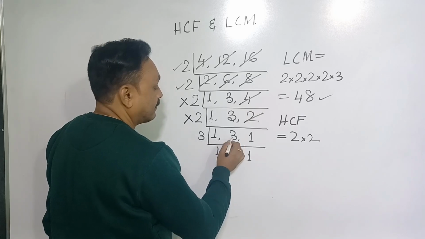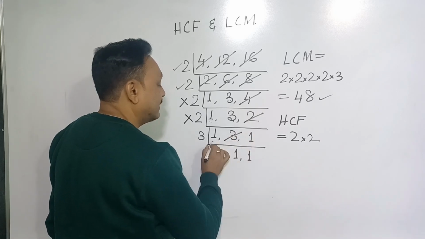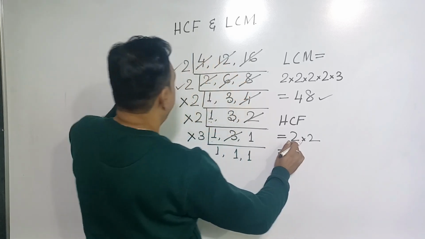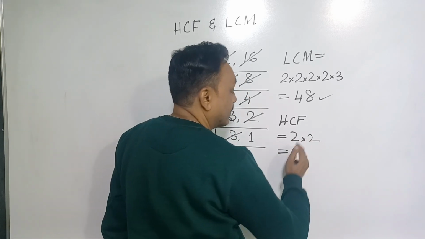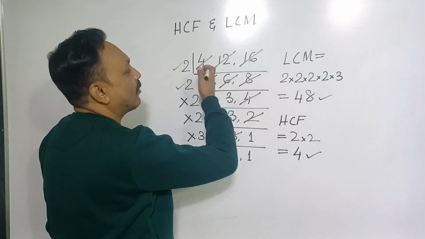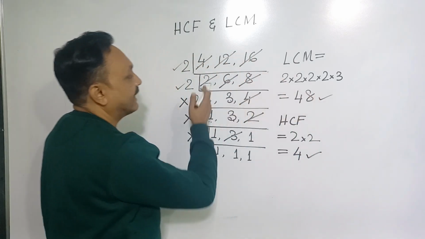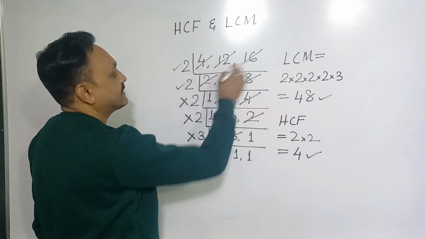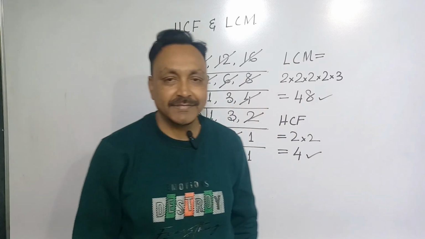Here only 3 is divisible, these are not divisible, so we cannot take 3. So we can take only these two 2s, the prime numbers. So 2 2s are 4. So HCF is 4. So the LCM of these three numbers is 48 and the HCF of these three numbers is 4.